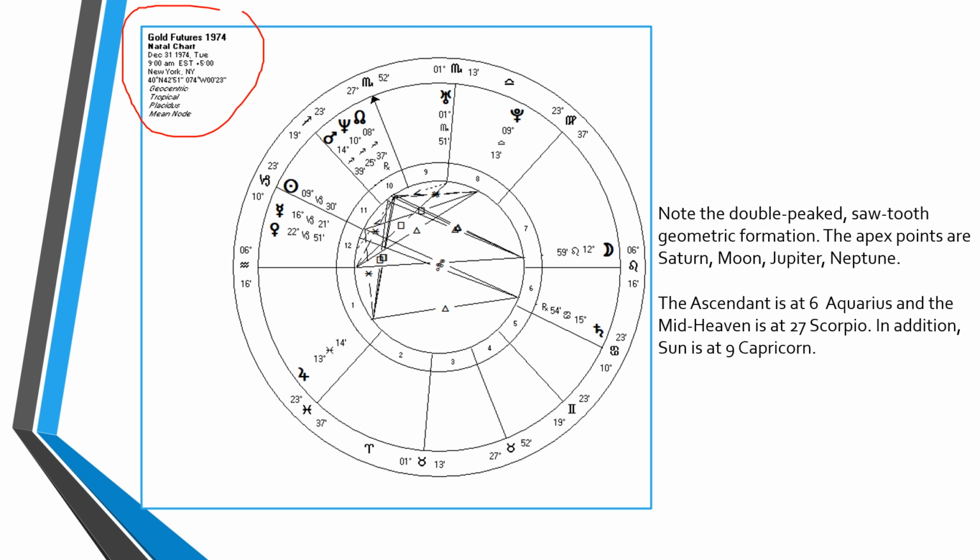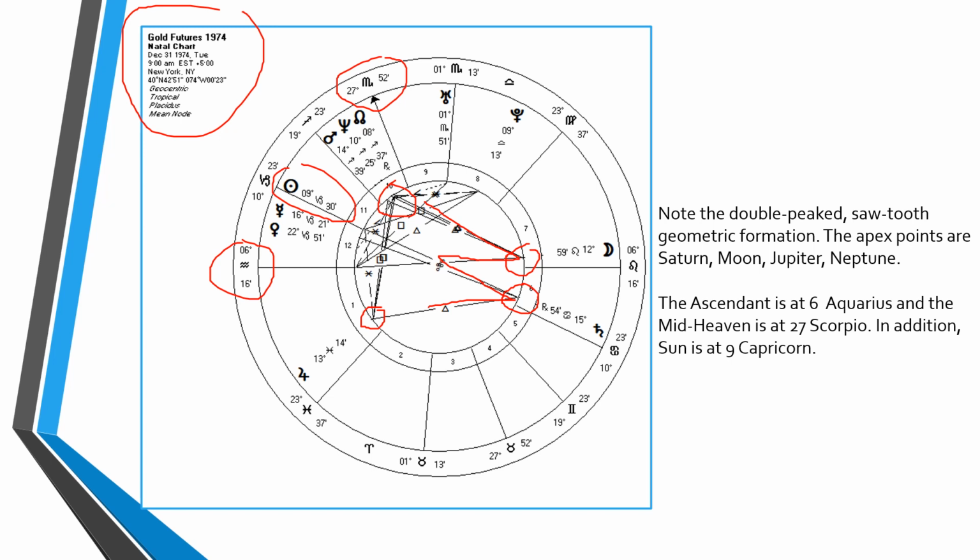This horoscope wheel shows the position of the planets, and I'm particularly fascinated with this double peak, this sawtooth pattern as I call it. So the apex points of this geometric formation are Jupiter, Moon, Saturn, Neptune. The ascendant in this chart is 6 degrees of Aquarius. The midheaven is 27 degrees of Scorpio. And the sun is at 9 degrees of Capricorn.